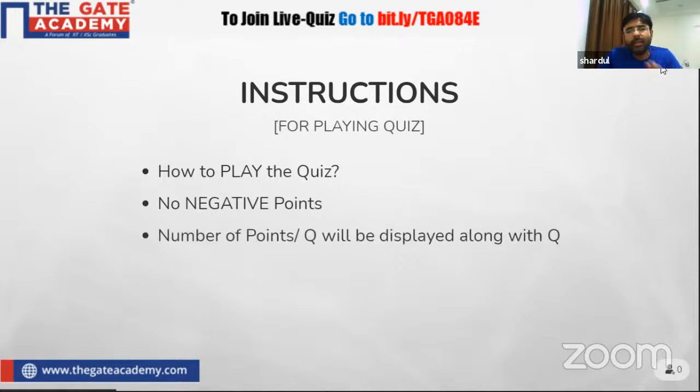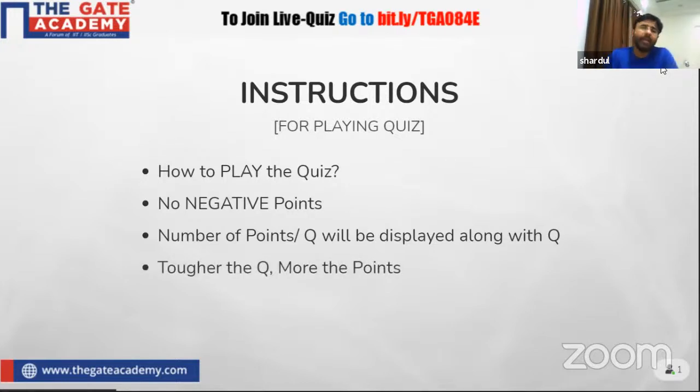The third one is the number of points per question will be displayed along with the question itself. Whenever you will see a question on your screen, the number of points, the number of marks assigned to that particular question will be written in front of the question only. So you'll be able to see the marks which are assigned to that particular question on the screen itself.